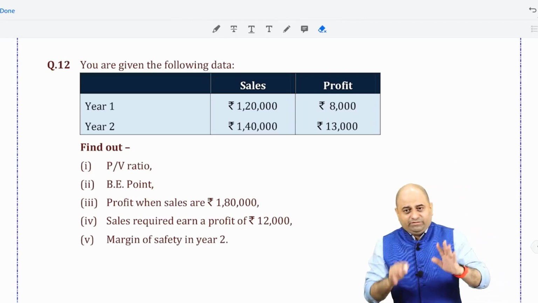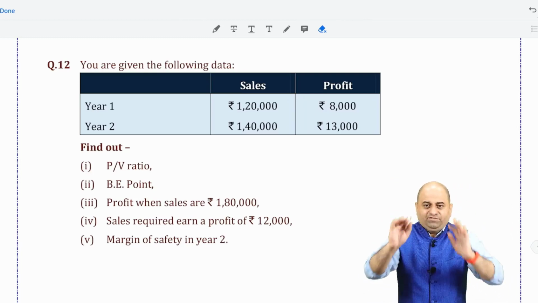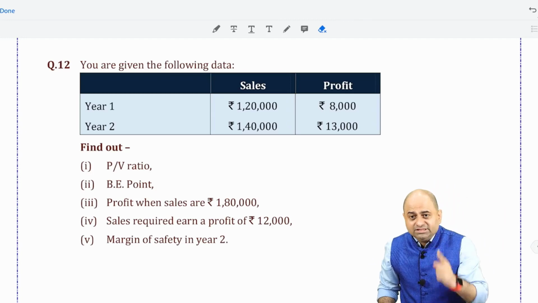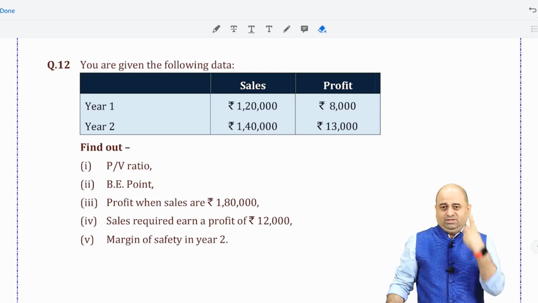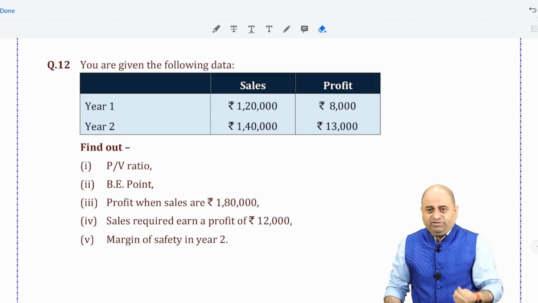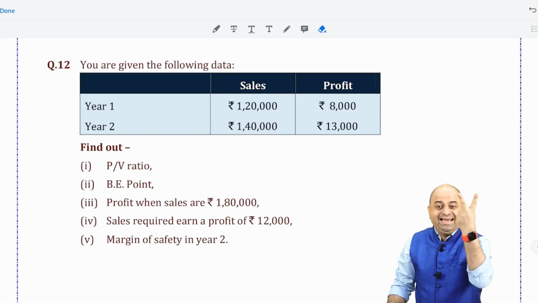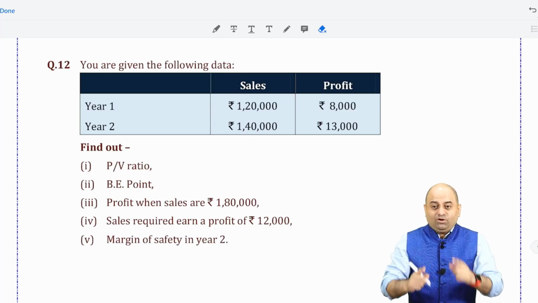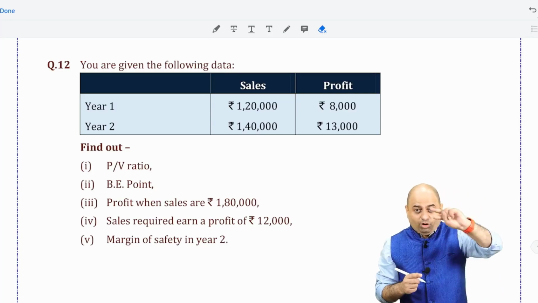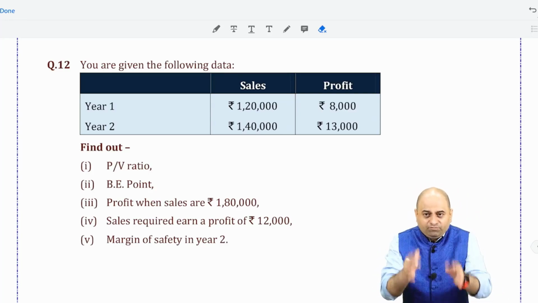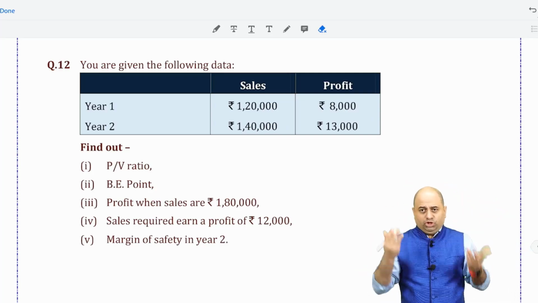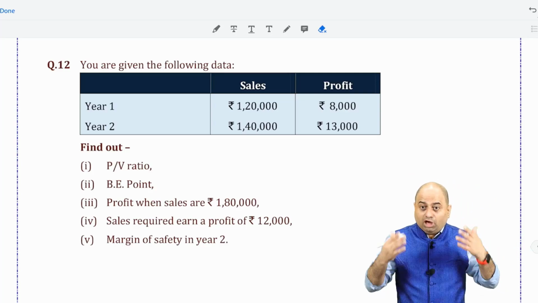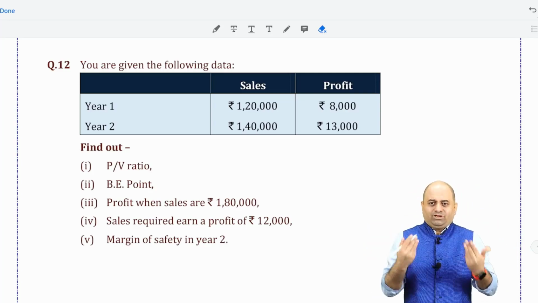Guys, margin of safety we all know, sales minus break-even sales, different point. This entire problem has two basic keys to solve. One, that formula, change in profit upon change in sales into 100, and second, creation of present details for both years. If you do that, solving will become simple. Of course, you have a choice not to do that. It's your choice. I mean, people have a right to struggle. You struggle. What can I do in that?